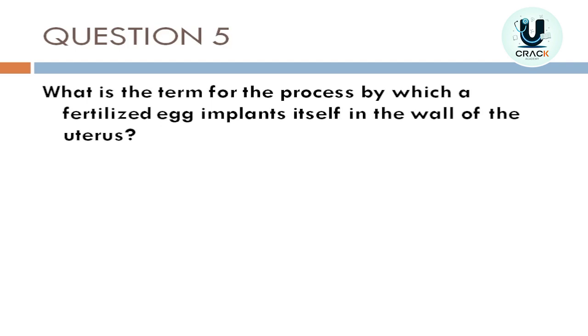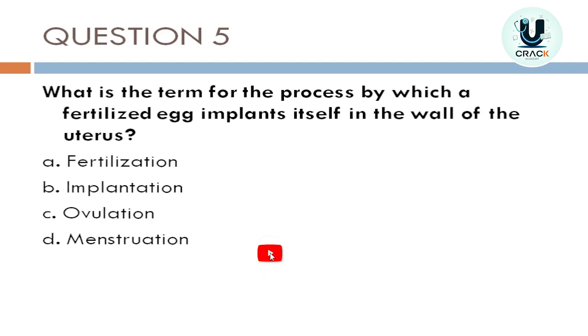Question number 5. What is the term for the process by which a fertilized egg implants itself in the wall of the uterus? A. Fertilization, B. Implantation, C. Ovulation, D. Menstruation. Answer: implantation.